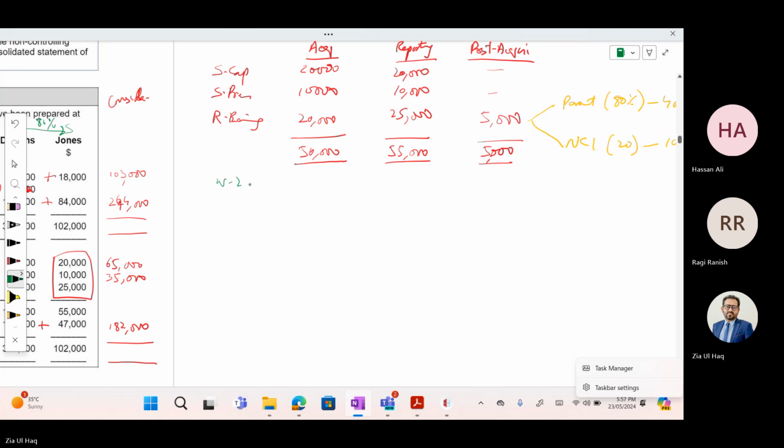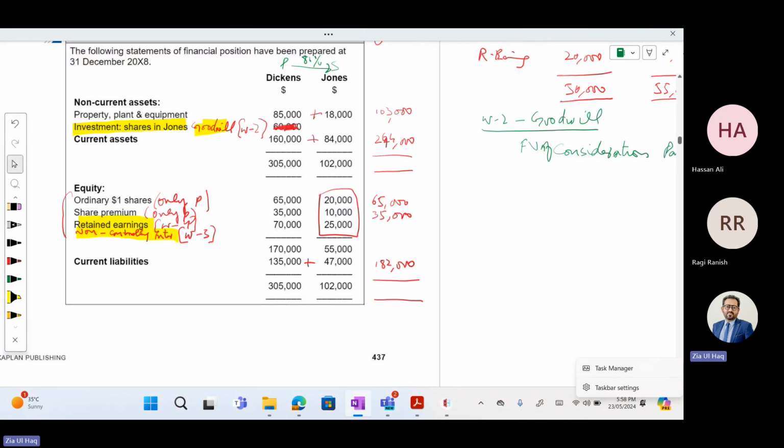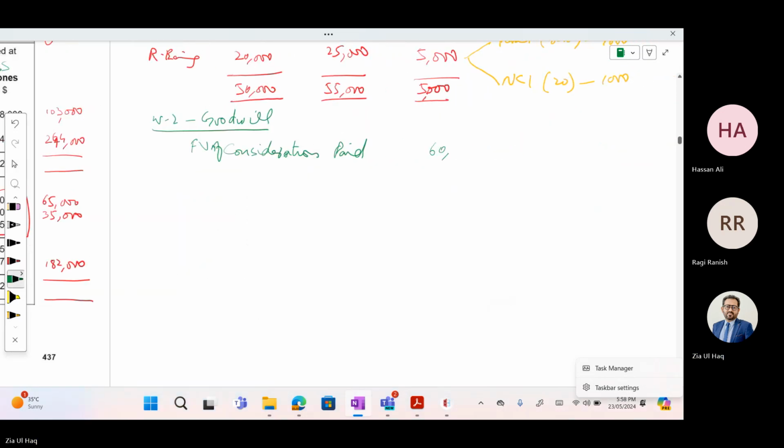So, working 2, goodwill. How can we calculate goodwill? We'll take the fair value of consideration paid. How much did you pay to acquire this company? It is given, 60,000, the investment you made. In that, we will add the fair value of non-controlling interest. This figure is normally given in the question.